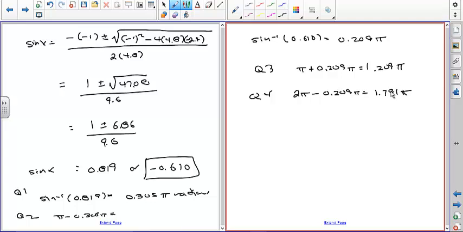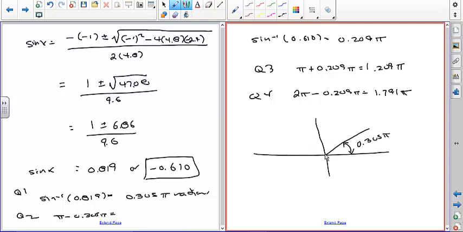And the second quadrant solution is pi minus the reference angle. Because remember, the reference angle is the angle closest to either the positive x-axis or the negative x-axis. So now that you have had practice doing reference angles, let's review what it is. In the first quadrant, the reference angle is this angle, which is your first quadrant solution. So that would be 0.305 pi.